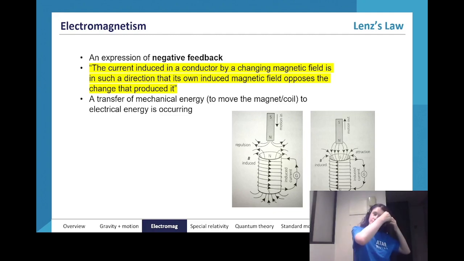So, what this basically means is that if you induce a current using a magnetic field, then the current you induce is going to retaliate, and it's going to generate its own magnetic field in a direction that opposes your own magnetic field, right?